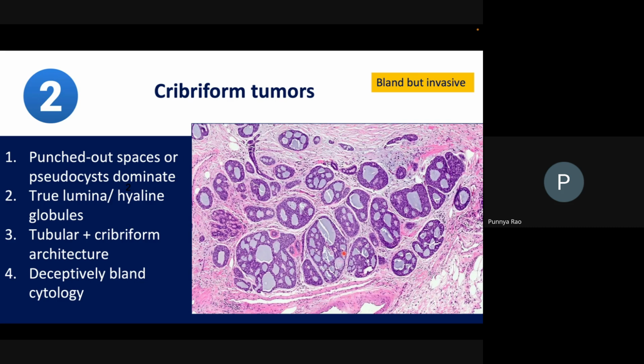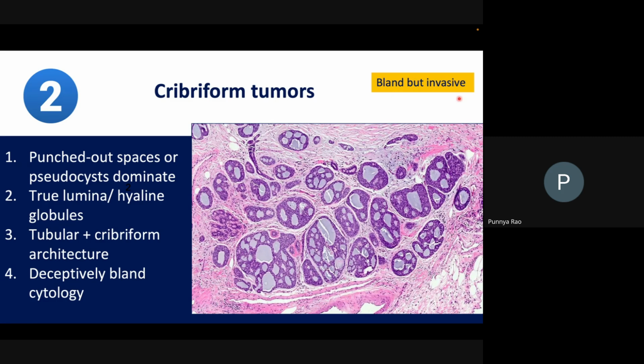The next architectural bucket is cribriform tumors. Cribriform tumors usually have punched out spaces or pseudocysts, which dominate throughout the entire slide. True lumina may also be present, in the sense of duct-like areas. Hyaline globules can be seen. You have cribriform architecture, or sometimes tubular, but the cytology is deceptively bland. You have uniform isomorphic cells without any pleomorphism. But remember, they are bland, but they can be invasive.